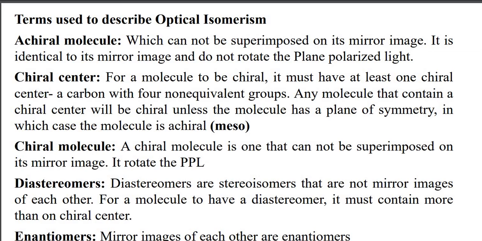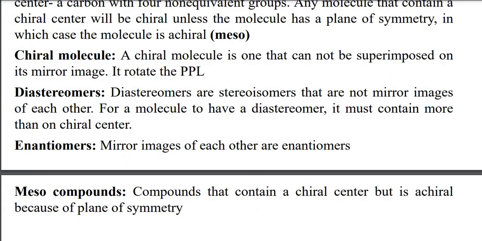Any molecule that contains a chiral center will be chiral unless the molecule has a plane of symmetry, in which case the molecule is an achiral meso form. You know, a chiral molecule is one that cannot be superimposed on its mirror image. It rotates the plane polarized light (PPL).